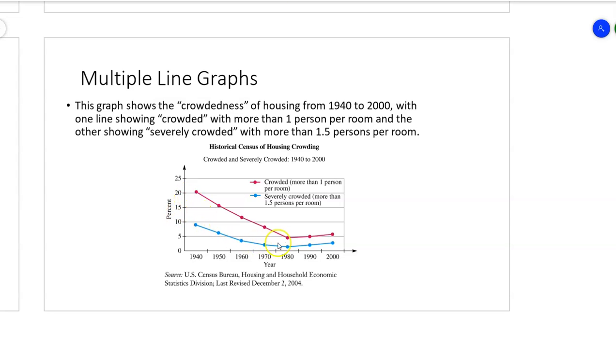But you also notice that they trend in the same direction, right? Housing in 1940 was very crowded. The suburban boom and all that, by 1980, they had both dropped, and then they began to pick up again between 1980 and 2000, but never back to the levels that they were back in 1940. So it is possible to compare more than one thing at the same time using what they call multiple line graphs. All right, and that's it for this video.